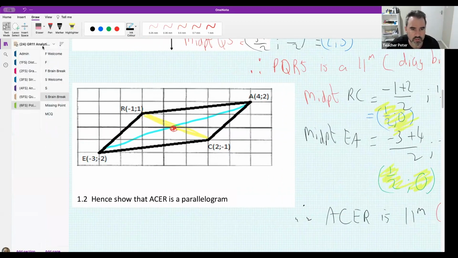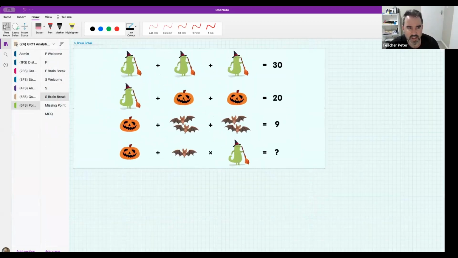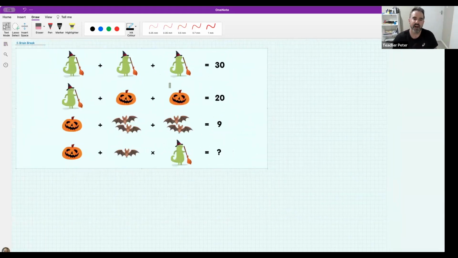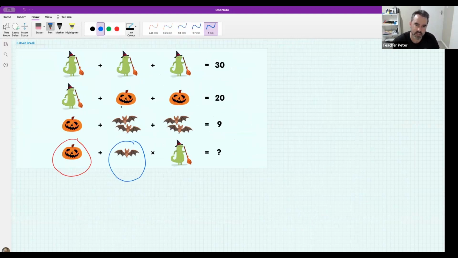Let's just do a little puzzle to let our brains have a break. Looks like a bit of a Halloween puzzle or something like that. Find out what a pumpkin plus a bat times a frog or lizard, or I don't know what that is, something on a broomstick. Work out what that is for me. What are we getting?